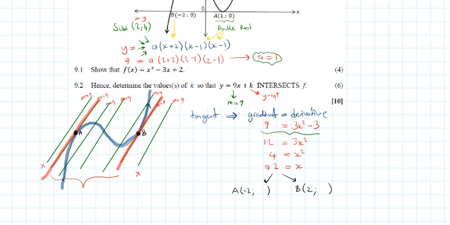Now how do I get the y coordinates? I substitute into the original function. Let's do that. 2 gives me what? 8 minus 6, so 2 gives me 4. And negative 2 gives me negative 8, and then plus 6, so it gives us 0, isn't it? So negative 2, it's actually B, you see, the coordinates of B.